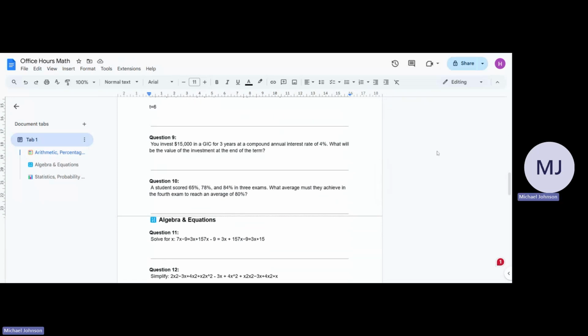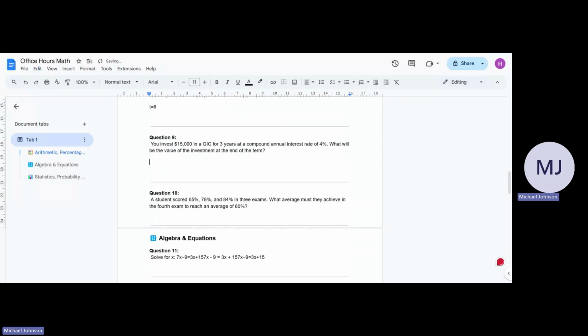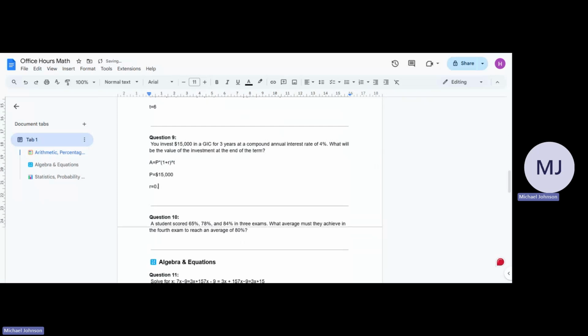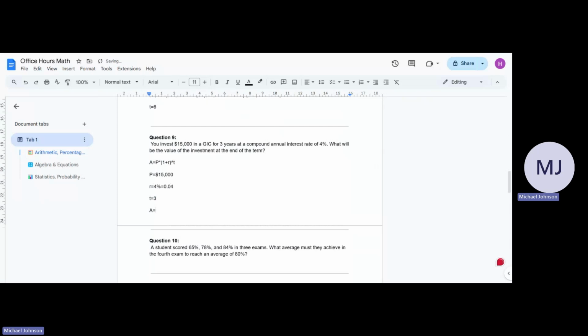And then 9 here, you invest $15,000 in a GIC for 3 years, at a compound annual interest rate of 4%. What will be the value of the investment at the end of the term? So how to do this one? We would use this formula, A equals P times (1 plus r) to the t. And what we'd use is P is 15,000. r is 4%, which is 0.04. t is 3.